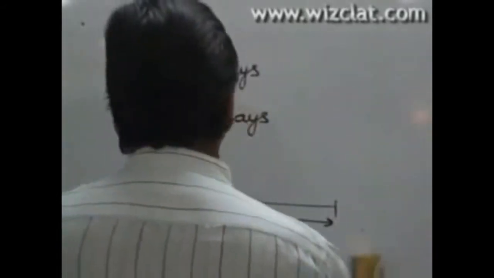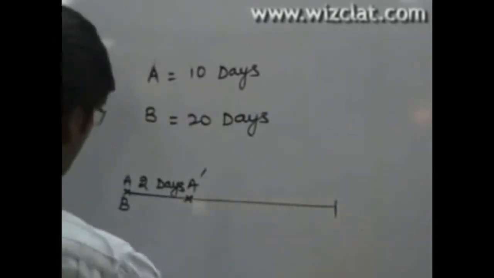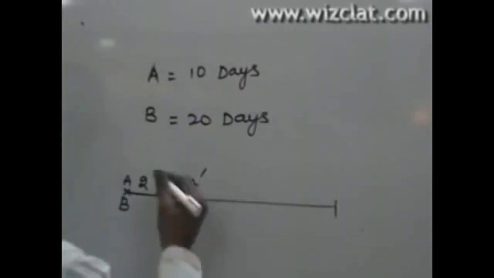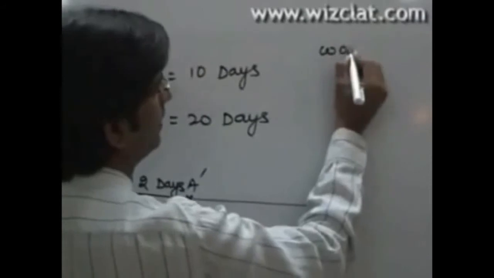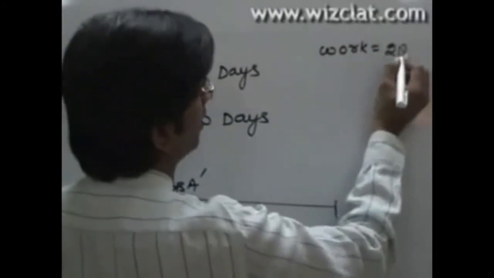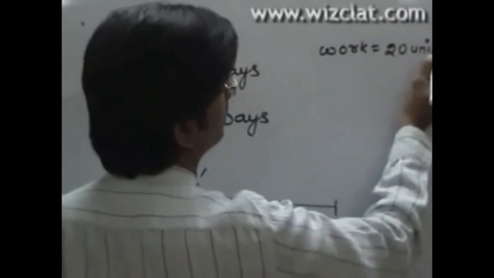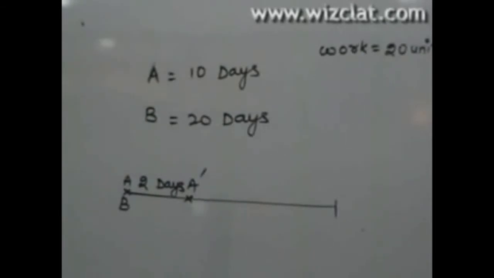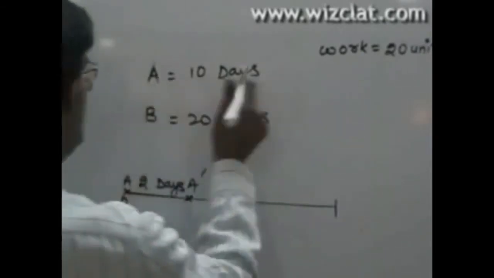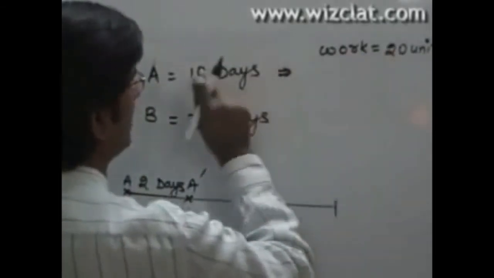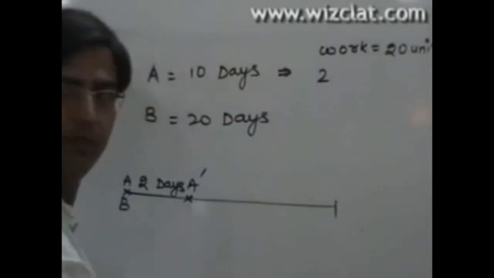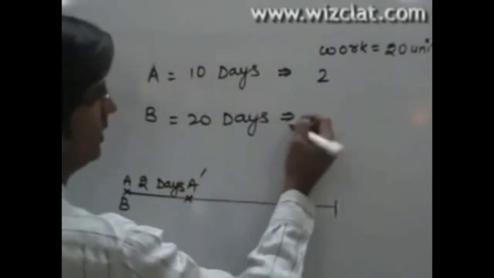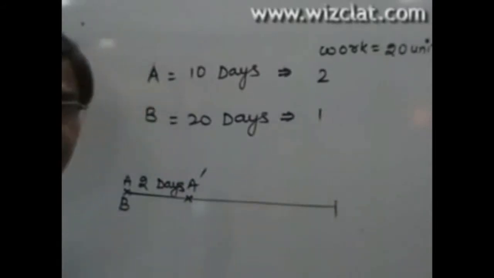Let me assume again a work. How will we deal with this question? Let me assume that the total work is equal to 20 units. Total work is equal to 20 units. 1 day work of A is equal to 20 by 10, that is 2 units. 1 day work of B, 20 by 20, that is 1 unit.